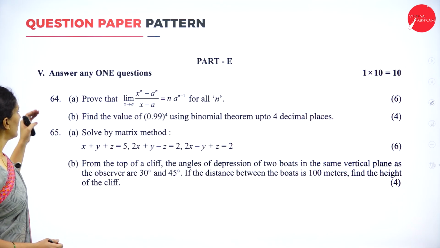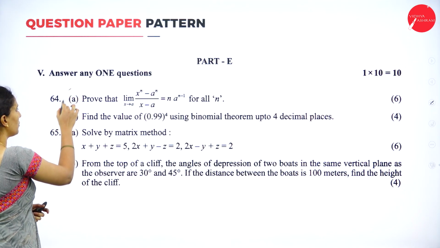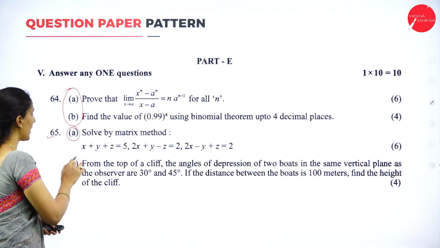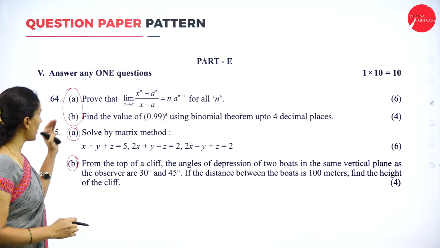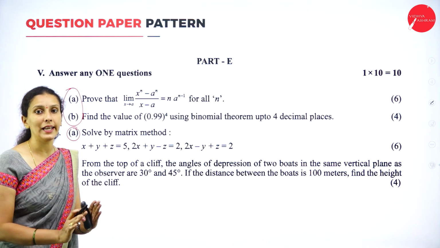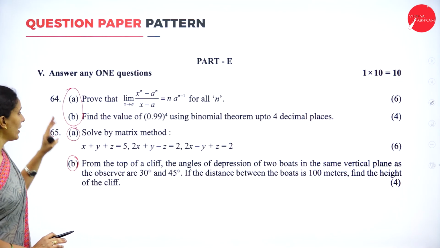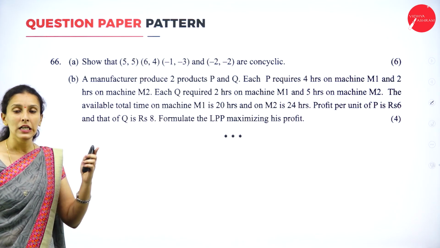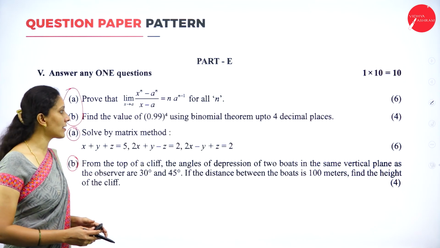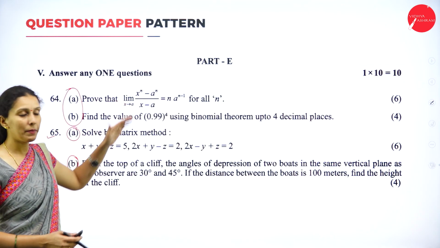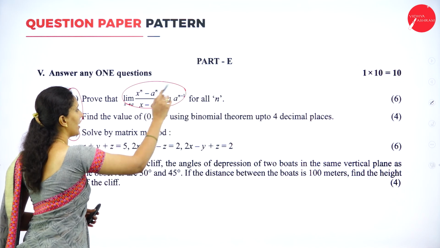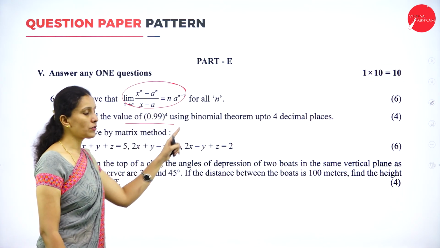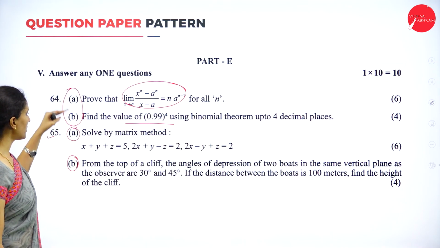So here from 64 you have to choose both A and B, or from 65 you have to choose A and B. Do not choose 64A and 65B. You have to completely attend one particular question, either 64, 65 or the question number 66. The problems you may expect for 6 marks and 4 marks is, one is from the limit. So this is a compulsory question you can expect, and the expansion of a term with higher index using the binomial theorem. So this is for 64A.